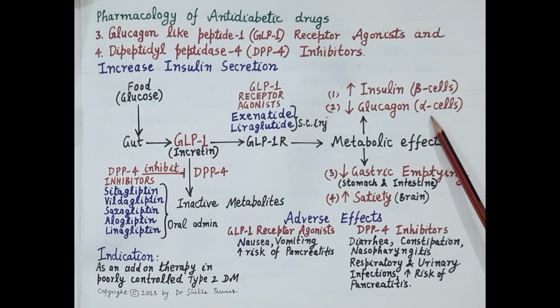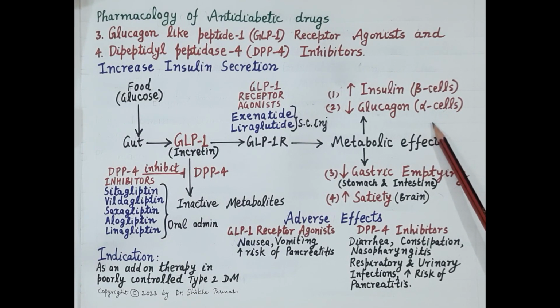Now, these drugs also reduce secretion of glucagon from pancreatic alpha cells. This prevents breakdown of glycogen stored in the liver to glucose. So, release of glucose from the liver reduces, which also reduces glucose in the blood. So, both these actions of these drugs are responsible for reducing levels of glucose in the blood.